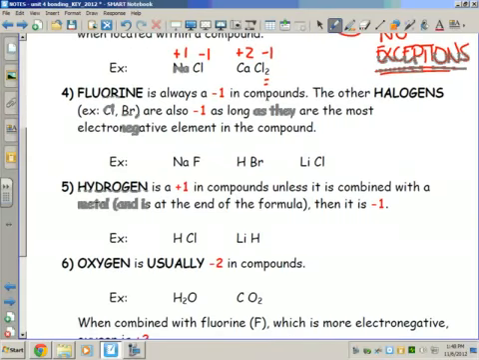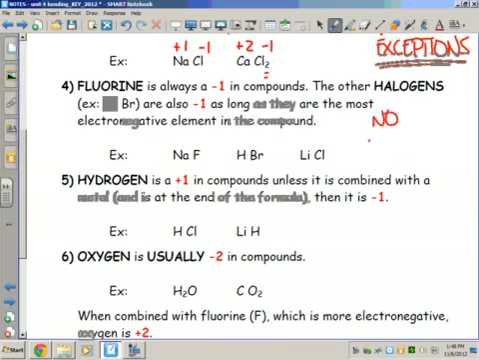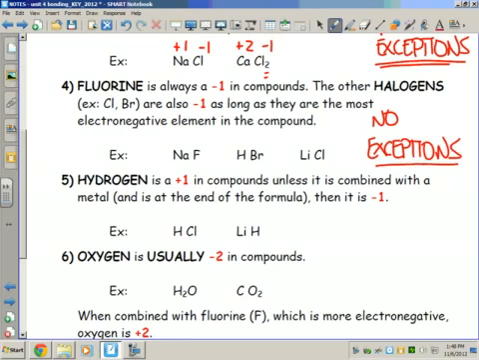The second of our no exceptions section of the rules is fluorine. Fluorine's the most active element on the periodic table. It can take electrons from literally any other element. It is always -1 in compounds. The other halogens are usually -1. These guys are usuallys, just easier to say than always. And there are exceptions to that.